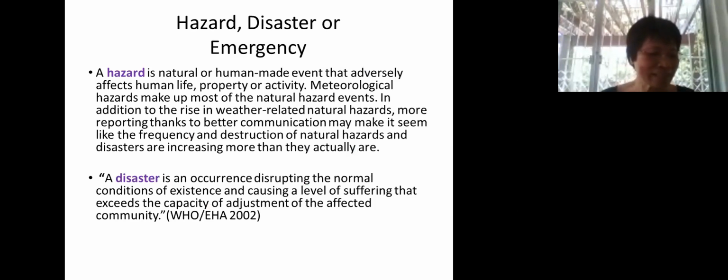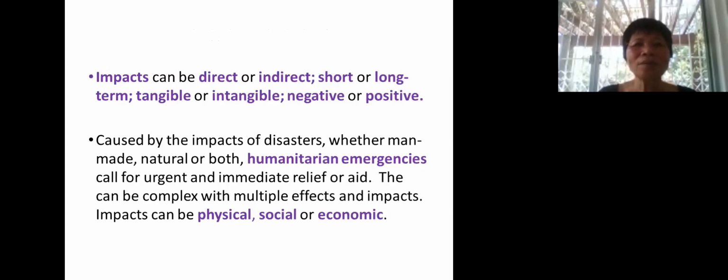All right, next. The next one is, what are the impacts of climate change? They can be direct or indirect, short or long-term, tangible or intangible, negative or positive. What are the impacts of disaster? Whether man-made, natural, or both, there's a humanitarian emergency, calling for urgent and immediate relief or aid, and complex multi effects that are physical, social, or economic.